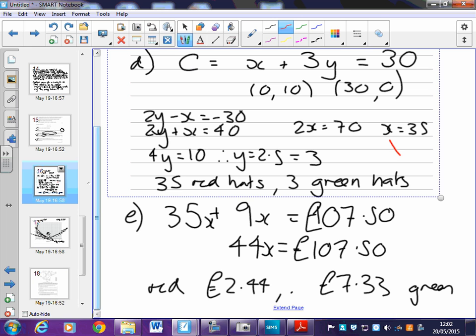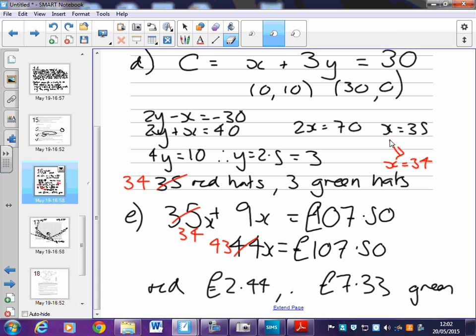This 35 actually rounds down to become x equals 34, because that's obviously going to cost less than it is to make 35 hats. So it shouldn't be 35 hats, it should be 34. That means that on this bit here, this should obviously be 34. This should then be 43.